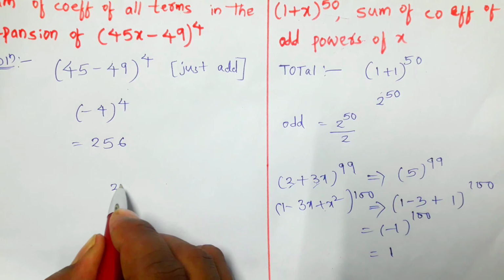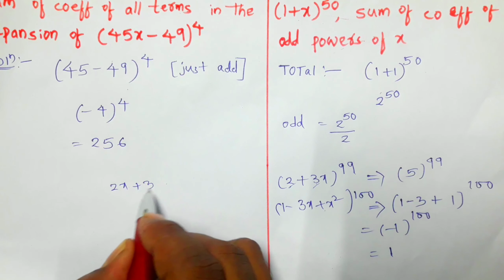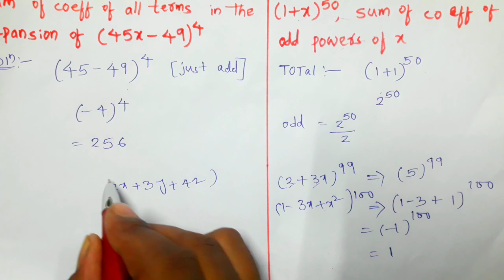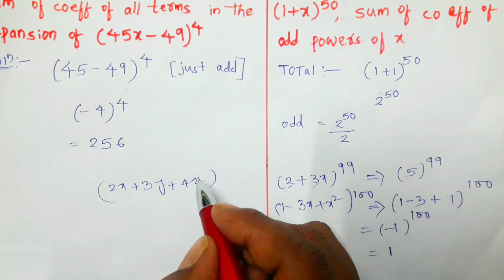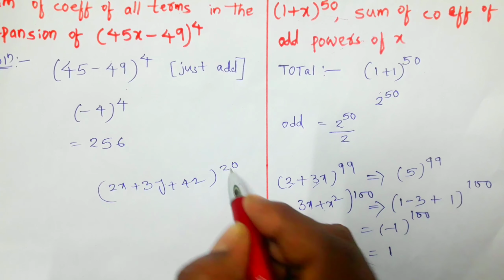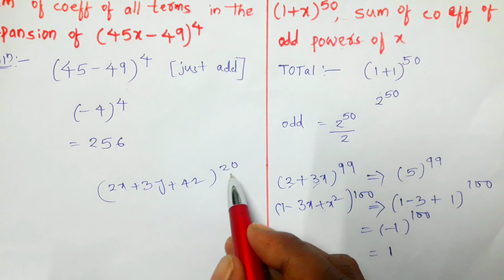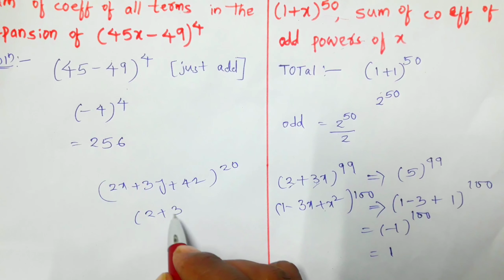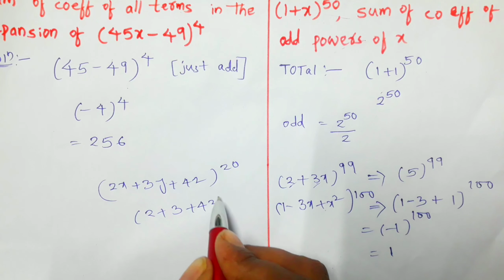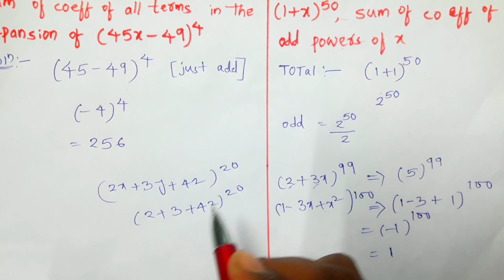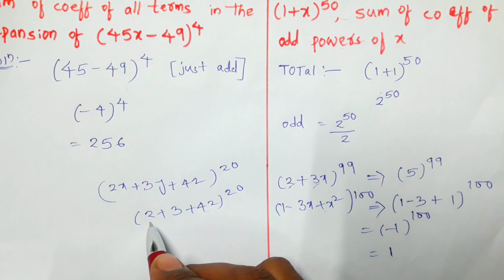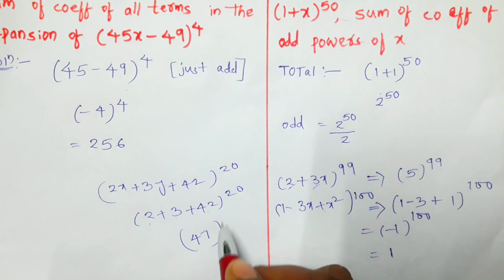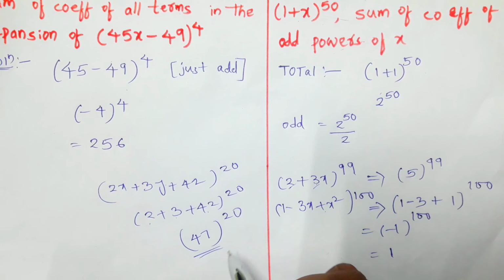I am writing here (2x plus 3y plus 42) whole to the power of 20. So what are the coefficients? 2 plus 3 plus 42, whole to the power of 20. 42 plus 2 is 44, 44 plus 3 is 47, so 47 to the power of 20 is our required value.